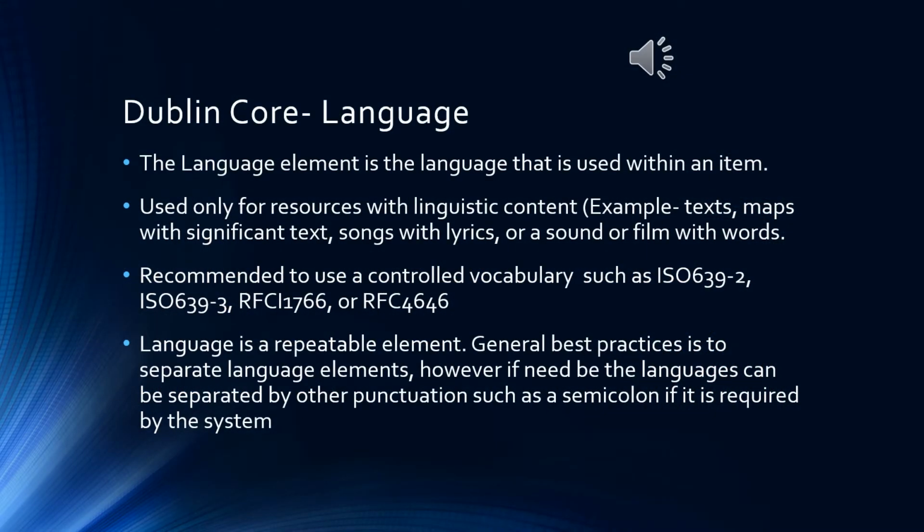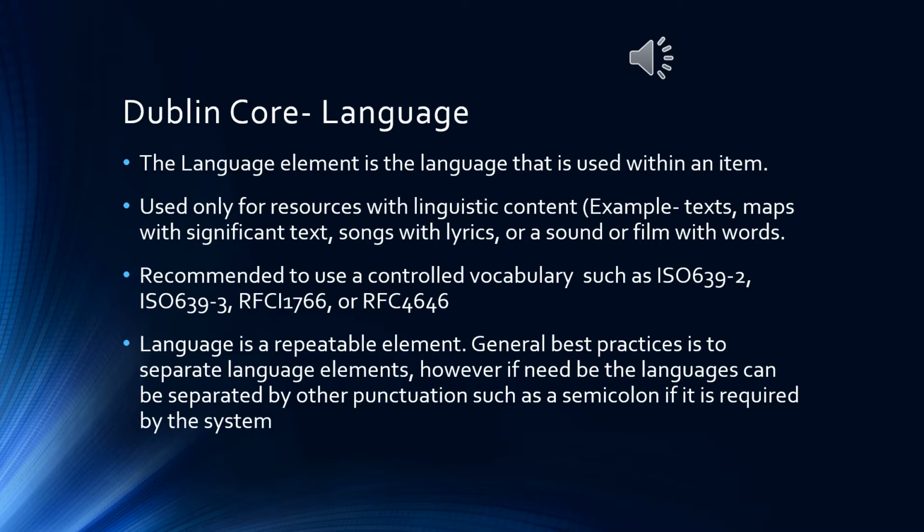The language element in Dublin Core is the language that is used within a resource. It is important because it allows an item to be discovered by its language. For example, if you have a song, one version recorded in English and the other in French, a user could specify that they want to view the resource in French and get the correct resource they are looking for.